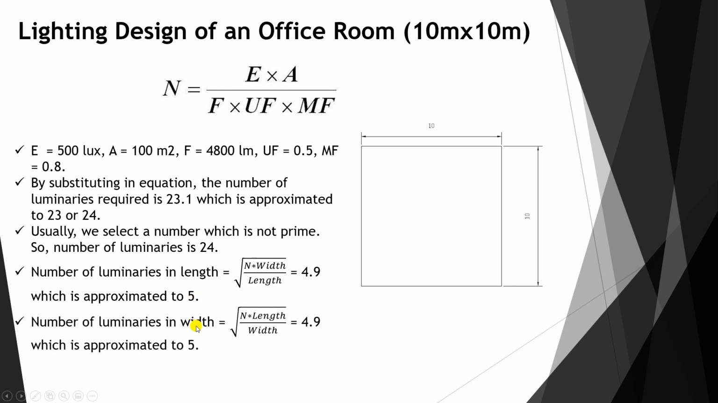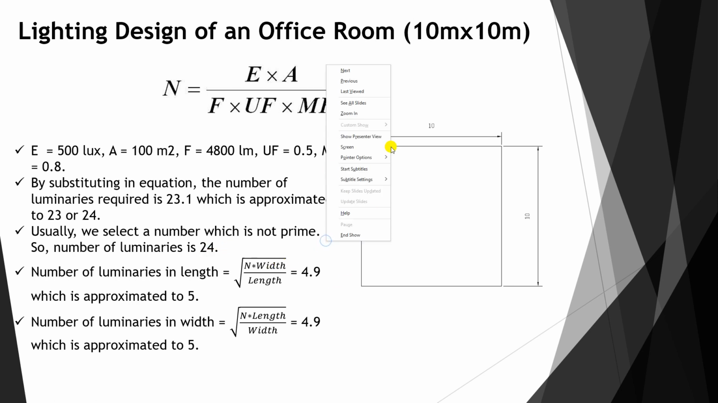Now number of luminaires in width, same law, but instead of width, it will be length over width. So it will give us the same value since the length is equal to the width, so it will be 5. As you can see, we have 5 luminaires in length, 5 luminaires in width, which means instead of 24 luminaires, we will have 25 luminaires.